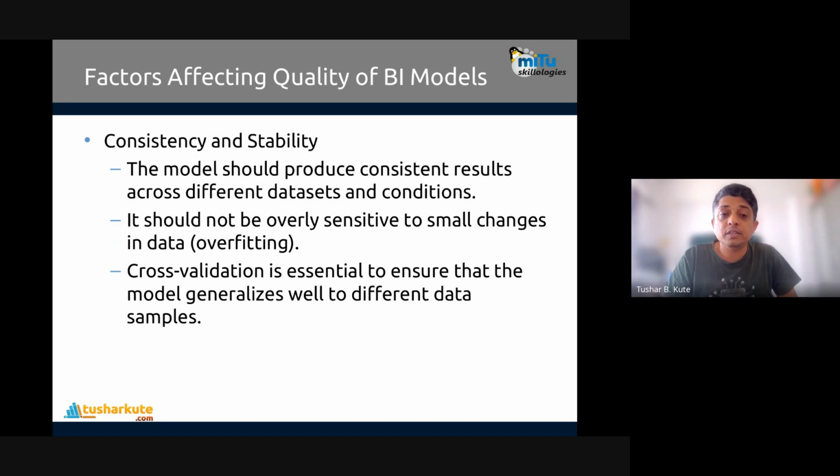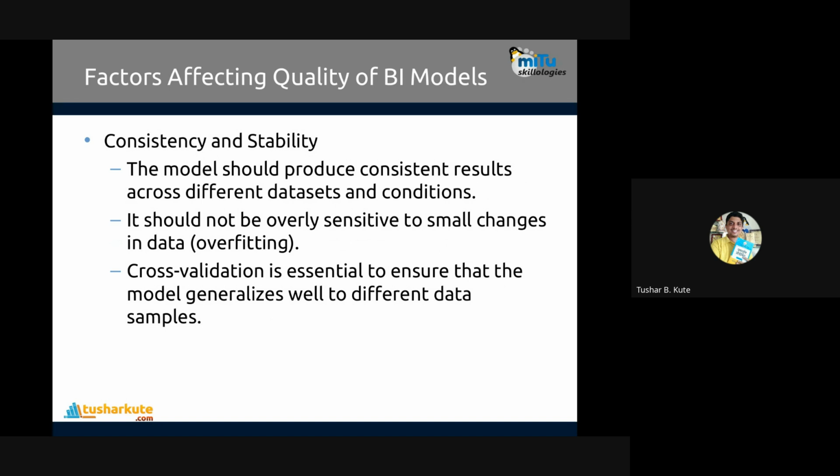Whenever we use cross validation methods, we ensure that the model generalizes well to different types of data samples. All kinds of data samples are possible, and for every kind of data sample, the model should perform well. That also shows the accuracy of the respective models. These are the common factors which are affecting the quality.